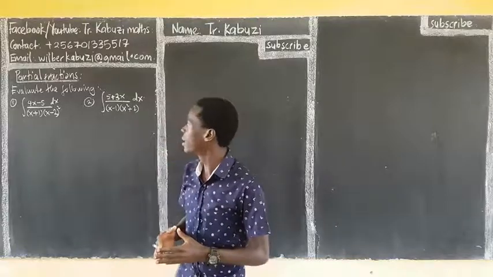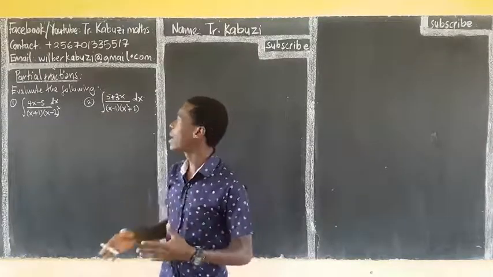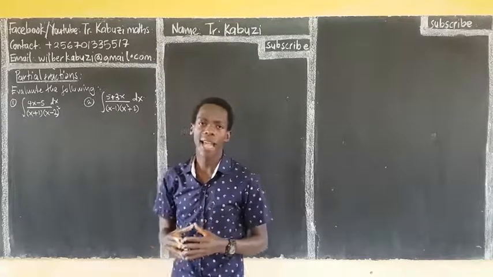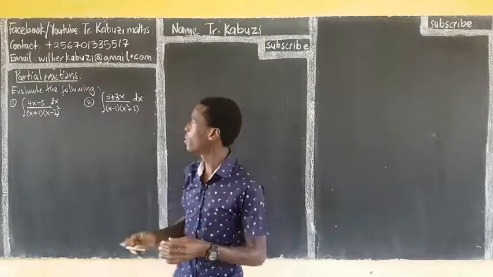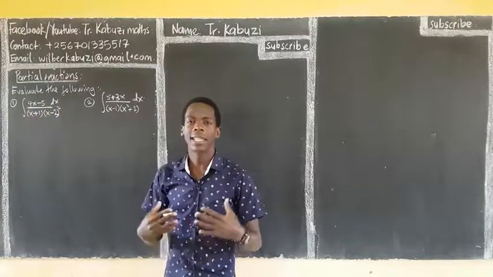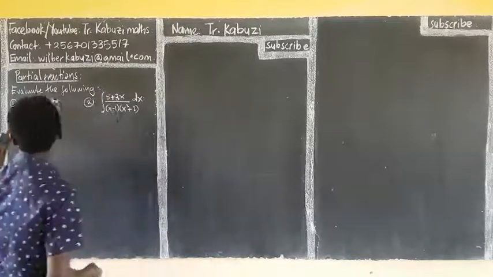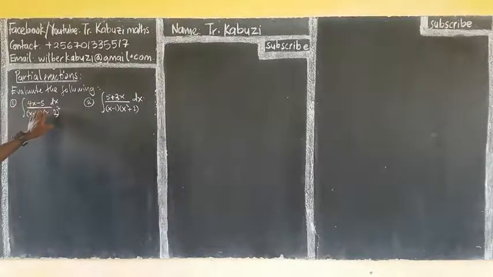Now, this question is saying, evaluate the following. They give you this and they give you this. You can hardly integrate this without using the idea of partial fractions. So what you do, you always first express this function into partial fractions, then you can easily integrate as we're going to see. So to integrate this, you first express this into partial fractions.